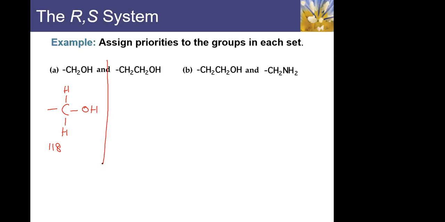You have to choose between the two. Which one has higher priority? This is CH2OH. So I have hydrogen, it's 1. I have carbon, this is 6. This is 1. So 1, 1, 6. Which one should I give priority? First one. Which one should I give priority? So this will be prioritized.